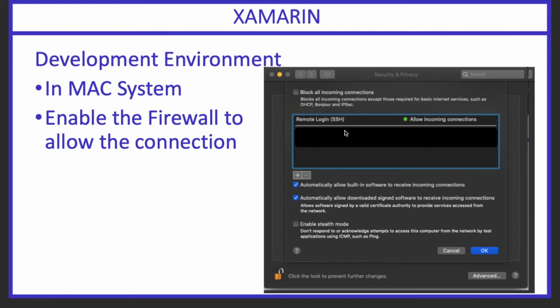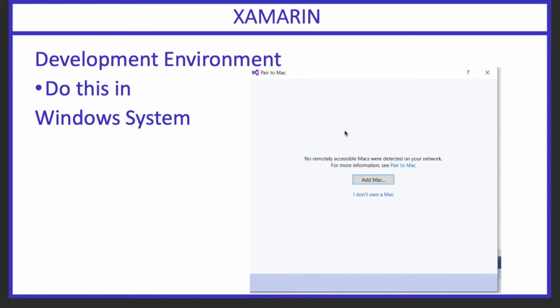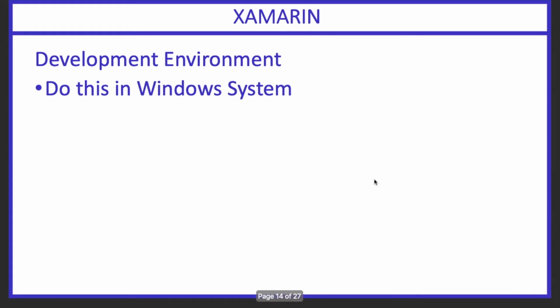Once these things have been completed, you can go to the Windows system, install your Visual Studio, and open Visual Studio. In the Tools menu, you have the option called Pair to Mac. These are the steps you have to follow for remotely logging into the Apple system. So here you press Add Mac.